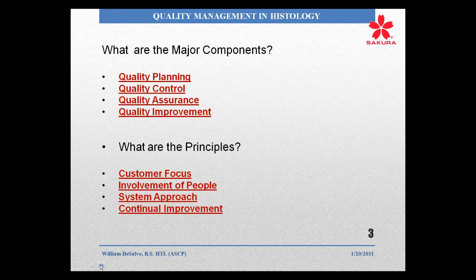So in histology, quality management systems and quality management itself even becomes more difficult because we're not able to focus on just one customer. The other key principle is involvement of people. Everybody must participate. Everybody has to have the same level of responsibility for the quality of work that's performed each and every time, or you really can't have success.